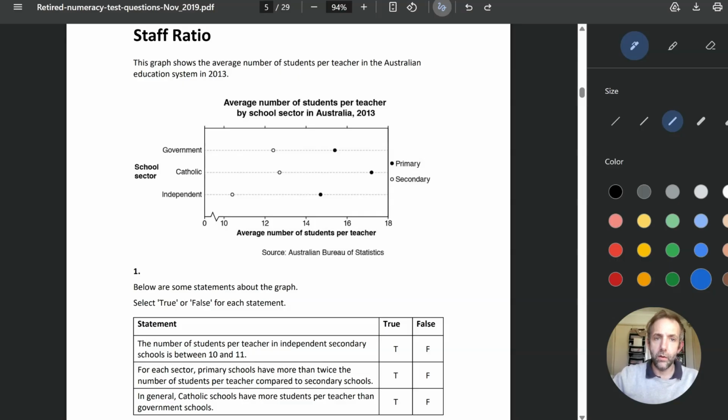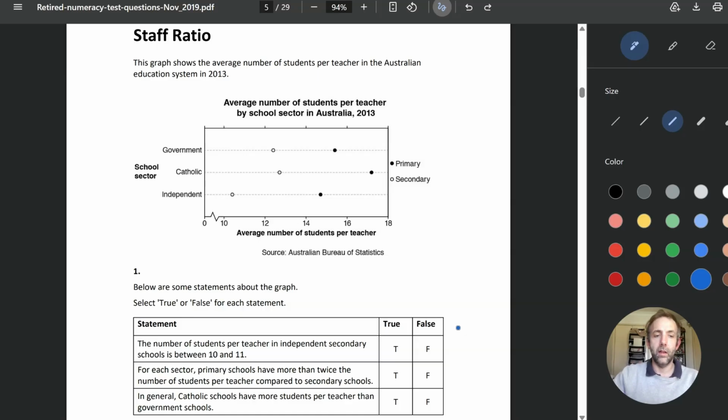It says, this graph shows the average number of students per teacher in the Australian education system in 2013. So we've got the government, Catholic, independent sector, etc. But we're also shown here, we have a key that the coloured dots are primary and the white dots are secondary. Typical LANTITE style question, because we've got true or false questions to go through.